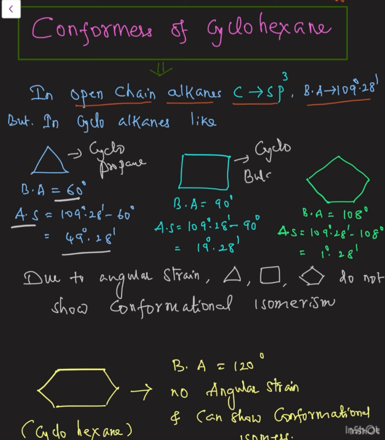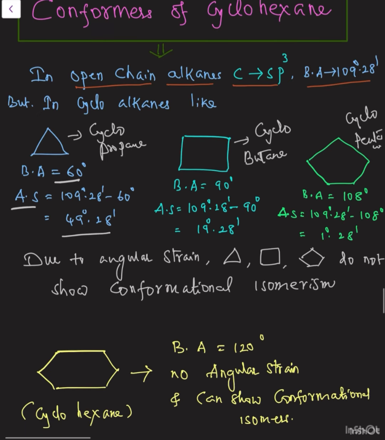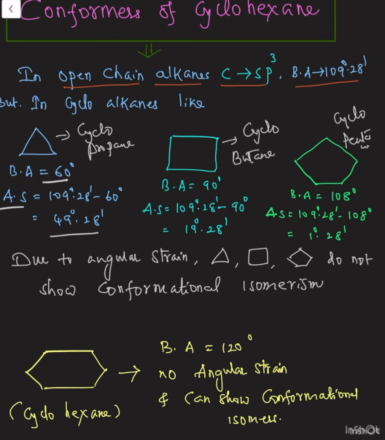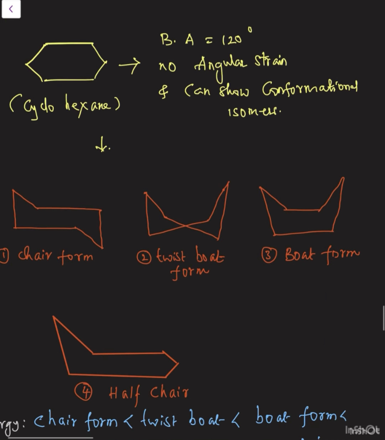cyclobutane and cyclopentane. In all these compounds, there is an angle strain, right? When there is an angle strain, generally they are not showing conformational isomers. Isomerism is not possible. What type of isomerism? Conformational isomerism is not possible in the case of compounds which show angle strain. But coming to cyclohexane, the bond angle is 120 degrees. In this, there is no angular strain and it shows conformational isomers.